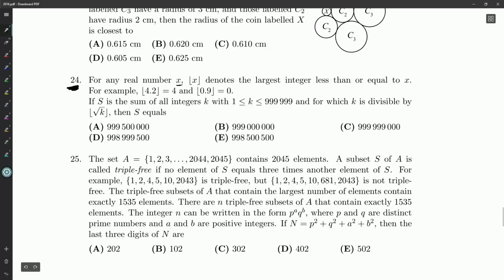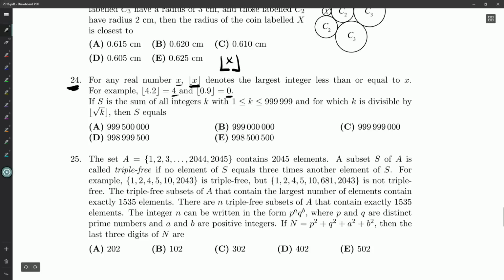For any real number x, the floor function here, this is an x where the lines are extending underneath it, denotes the largest integer less than or equal to x. For example, the floor of 4.2 is 4, the floor of 0.9 is 0. So it's strictly rounding down to an integer.